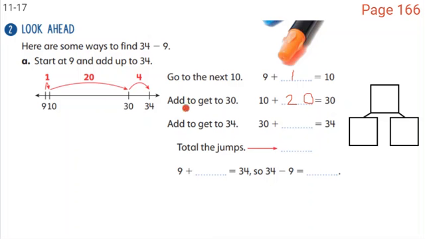Okay. And then how did we get to 34? Well, you have 0 ones, and you need to add 4 ones to get 34. So 30 plus 4 is equal to 34. So it says here, total the jumps. It's not 1, 2, 3. It's 1 plus 20, that's 21, plus 4, 21, 22, 23, 24, 25.